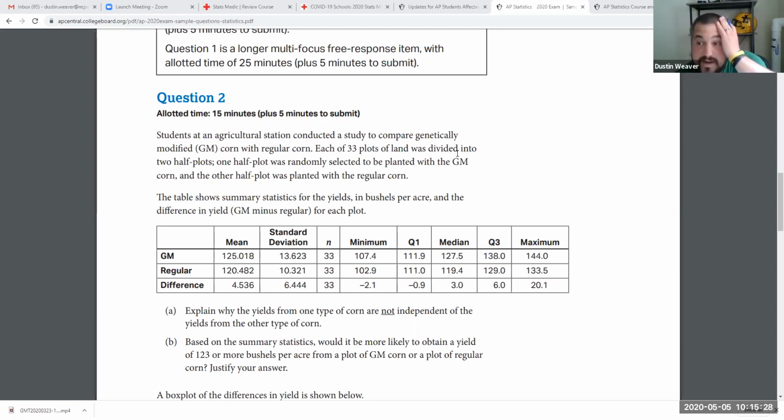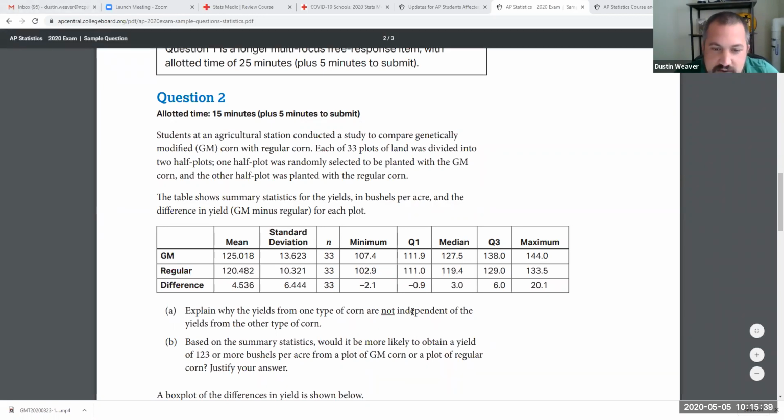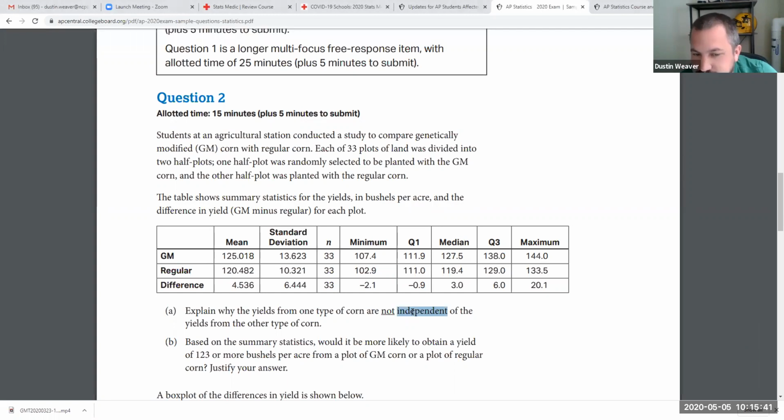So can somebody, either in the chat or you can unmute yourself if you would like to, tell me what it would mean for these to be independent of each other? You've got to think back to probability almost. Where one thing does not affect the other. So yeah, we're looking at where one doesn't affect the other. So that is the goal of independence. So why in this question on A are the yields from one type of corn not independent from the other?